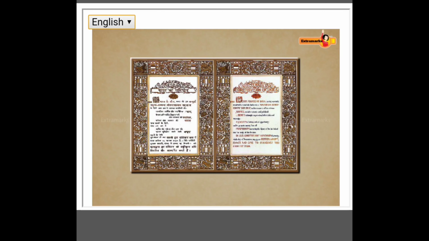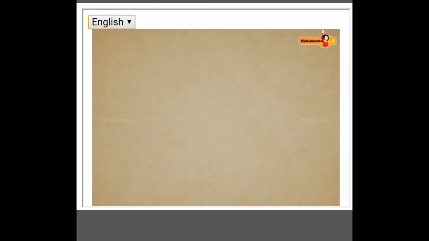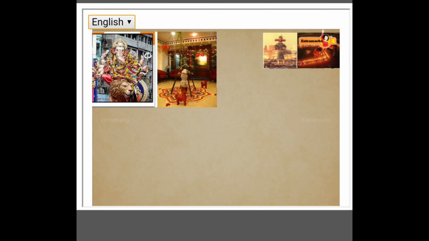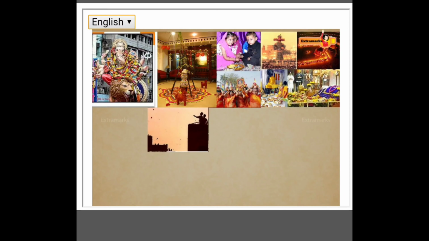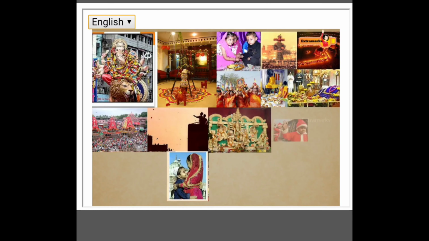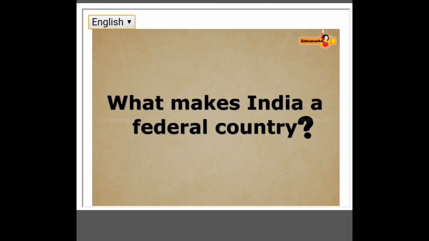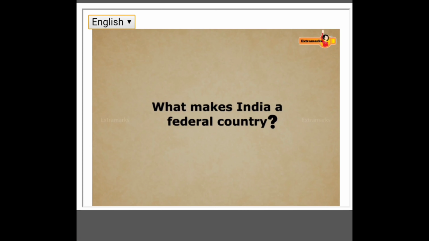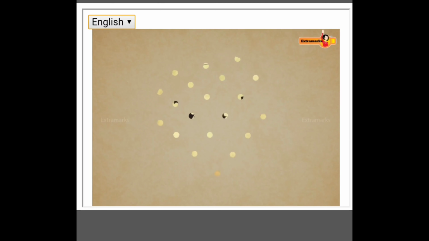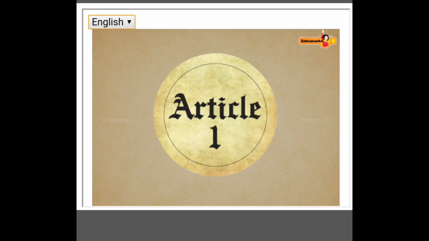The new Constitution came into effect on January 26, 1950, establishing the Federal Union of India. With the multi-religious, multi-caste, multilingual, multi-regional and multicultural society background, federal structure seemed to be the only way to establish democracy. What makes India a federal country? The Constitution of India in Article 1 came to provide India, that is Bharat, shall be a union of states.